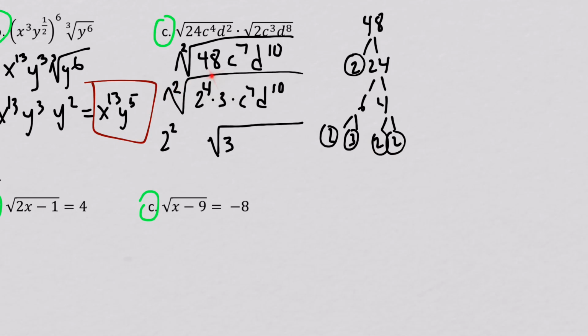2 goes into 7 3 times. 2 times 3 is 6, right? 3 times. The remainder is 1. So what we have is c cubed, because it goes into it 3 times, and a c inside because the remainder is 1. A single c. And finally, 2 goes into 10 5 times with the remainder of 0. So that means d to the 5th comes outside, and nothing else is left inside the radical. That is your final answer. And that's a 5. Done.